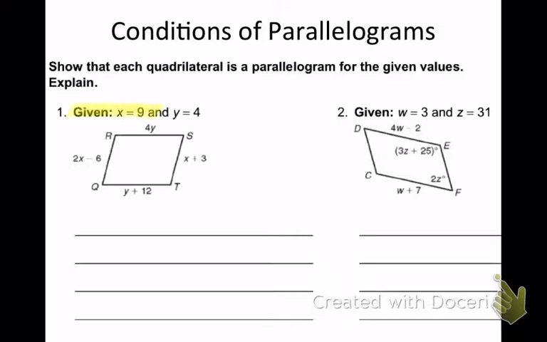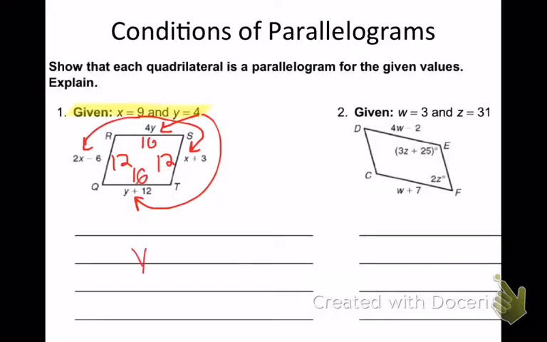Number 1: show that each quadrilateral is a parallelogram for the given values. It gives me x equals 9 and y equals 4. What am I going to do with the x equals 9? Put it for every x. Plug it in there. So 2 times 9 minus 6 gets me the same as 9 plus 3. Those are the same. Great. Let's try 4. 4 times 4 is 16. I take 4 and plug it in down here. 4 plus 12 is 16. Are opposite sides congruent? Yes. Is this a parallelogram? Yes.